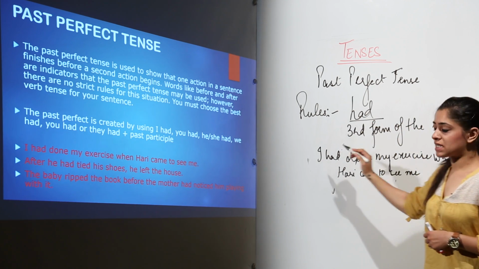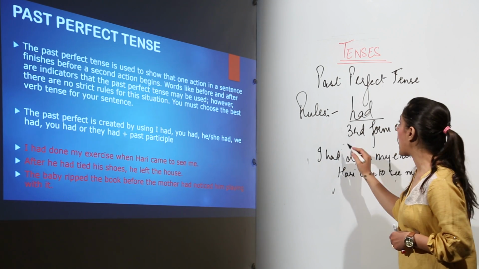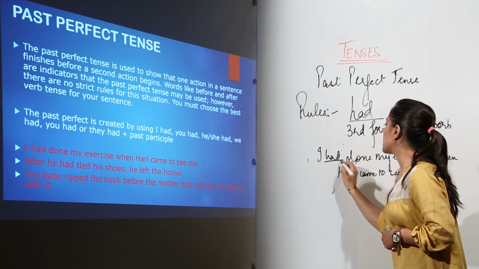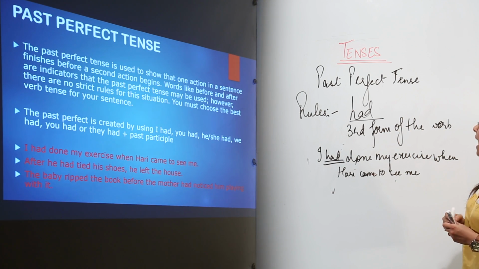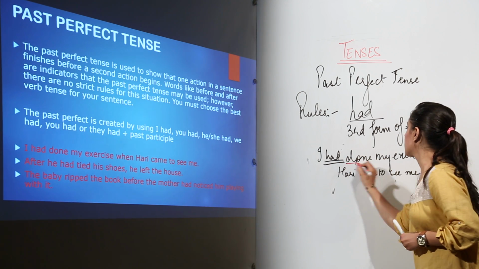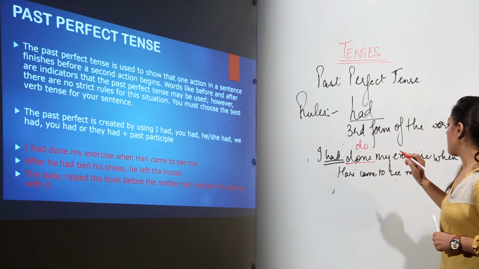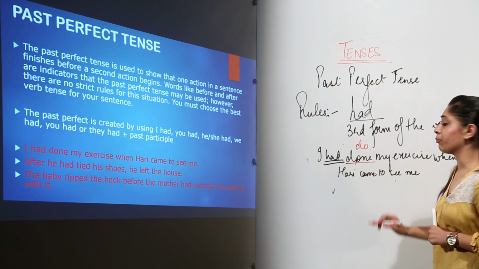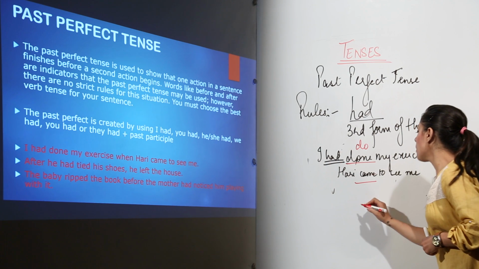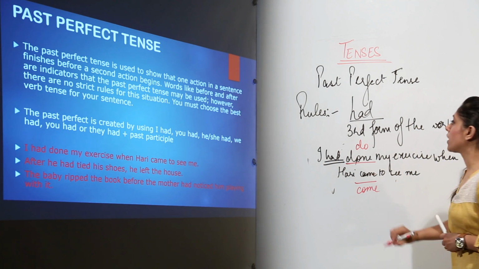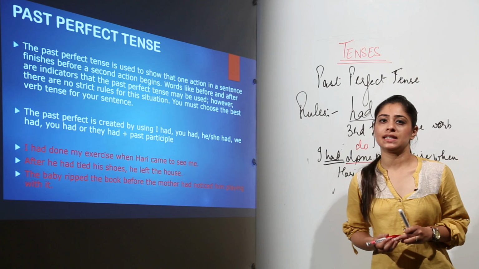Had is the first thing that is foremost implied in a past perfect tense. So that is here. Now we have the third form of the verb. Now I had done. Done is the third form of did, do. My exercise when Hari came. Came is again third form of come. So here it becomes a past perfect tense.